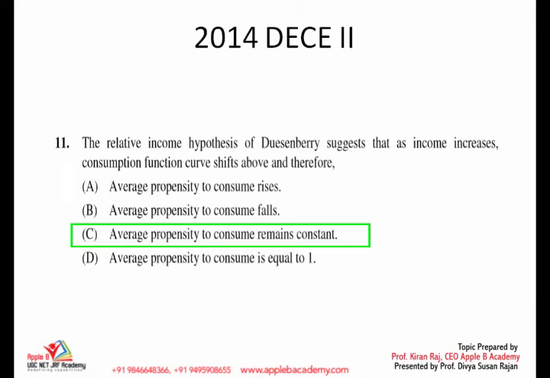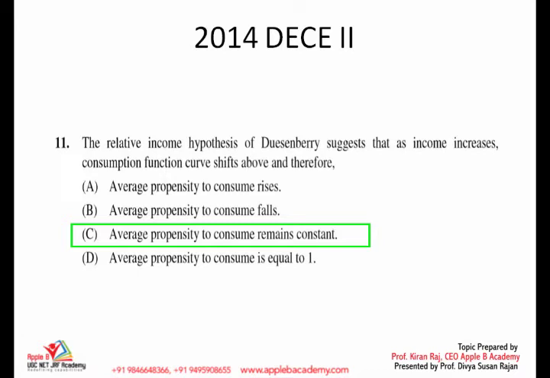2014 December, paper 2, question number 11. The relative income hypothesis of Duesenberry suggests that as income increases, the consumption function curve shifts above, and therefore A. Average propensity to consume rises, B. Average propensity to consume falls, C. Average propensity to consume remains constant, and D. Average propensity to consume is equal to 1.